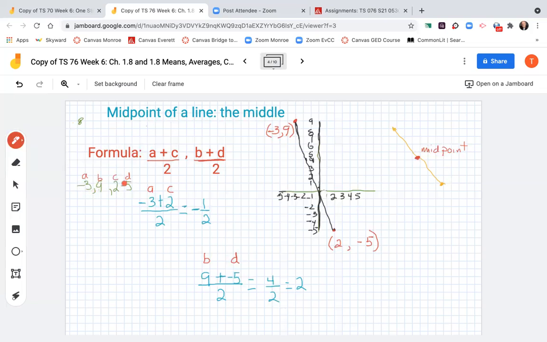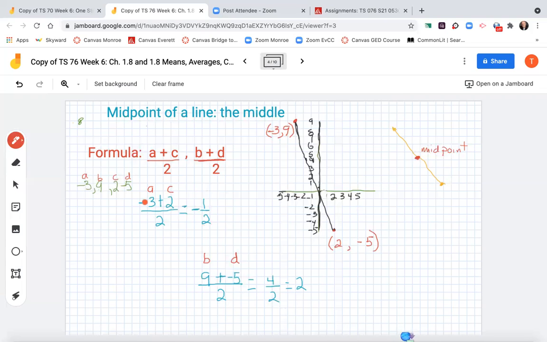Knowing that now, the formula for the midpoint is A plus C over 2. Well, A in my numbers is -3 and C is 2, right? So if I take -3 plus 2 and divide it by 2, -3 plus 2 is -1, so I get -1/2. You'll notice I wrote -1/2 here. So this is the x coordinate, part of the midpoint answer.